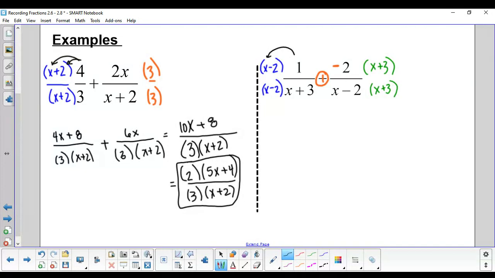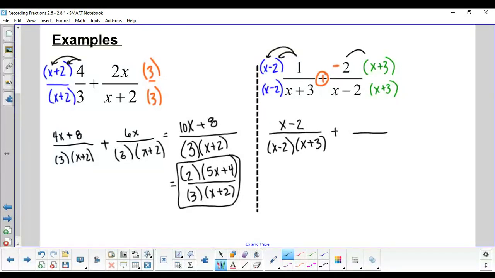1 times x minus 2 is going to give me x minus 2. The bottom, again, I don't have to FOIL it. I can leave it in factored form. I only have to multiply out the numerators.